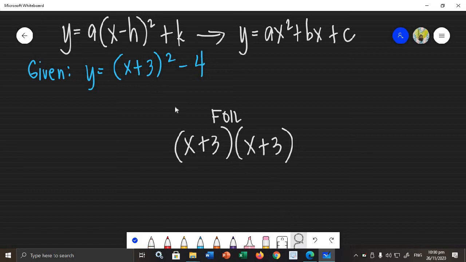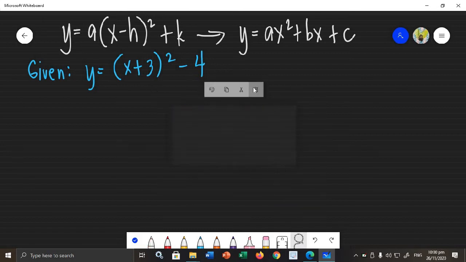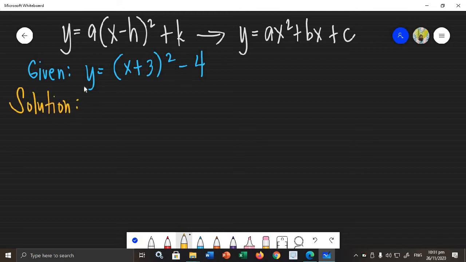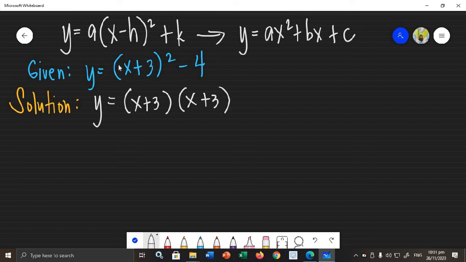Pero kung kabisado nyo yung method on how you square it, that is not a problem. That will be your advantage. Pero, para makita nyo, sige, I am going to solve this using the FOIL method. So, it will become y is equal to, solve natin ito. Okay, so x plus 3 using FOIL method. In-expand lang natin to, yung term na to. So, minus 4.